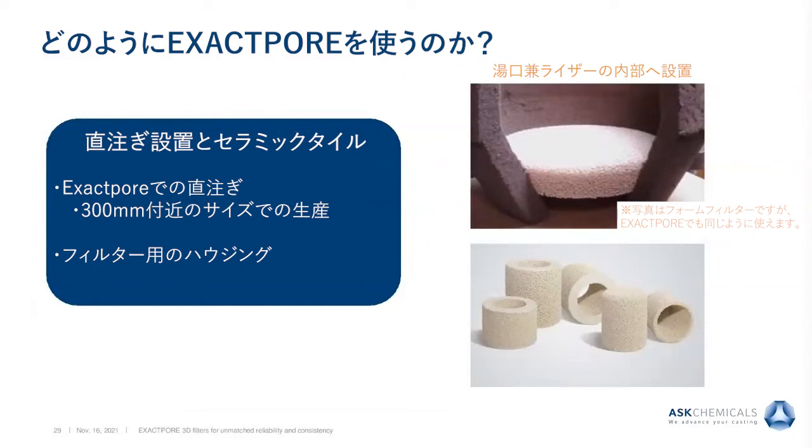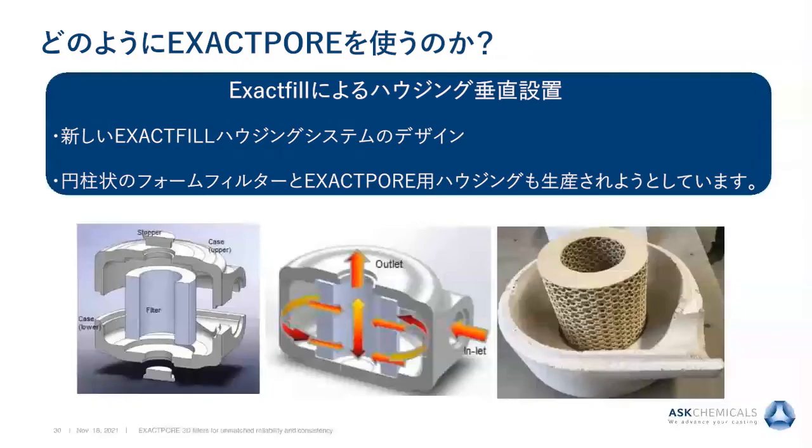With tile gating systems, filter housings can be applied. Tubular and cylinder filters are available for this type of product. ASK has designed an EXACTFill housing system to encase these type of filters. The filters that are produced for these systems can be either foam or 3D printed EXACTPORE filters. The tile will be connected to an inlet. The metal will be allowed to filter from the OD to the ID and then directly into the casting cavity.